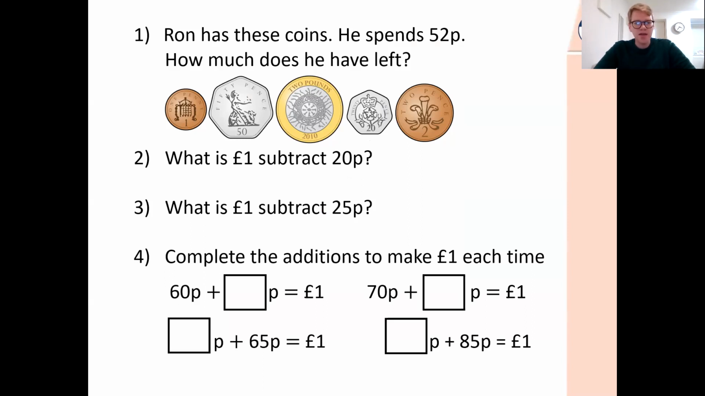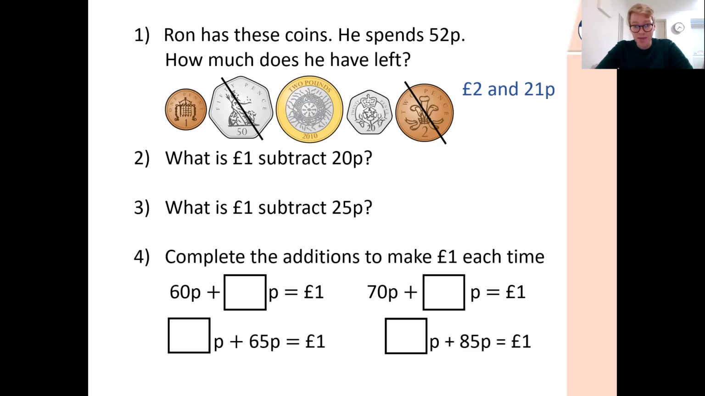And he has spent 52 pence. Now there might be a quick way of doing this. I wonder if you've spotted it. He spends 52 pence. Could we actually just get rid of the 50 and the 2? We could, couldn't we? That would be a good way of subtracting here. So what are we left with after that? £2 and 21 pence. Next question, what is £1 subtract 20?